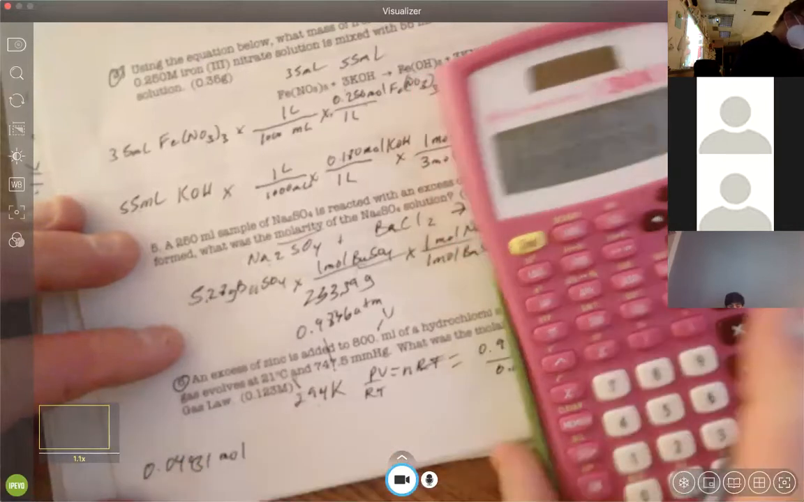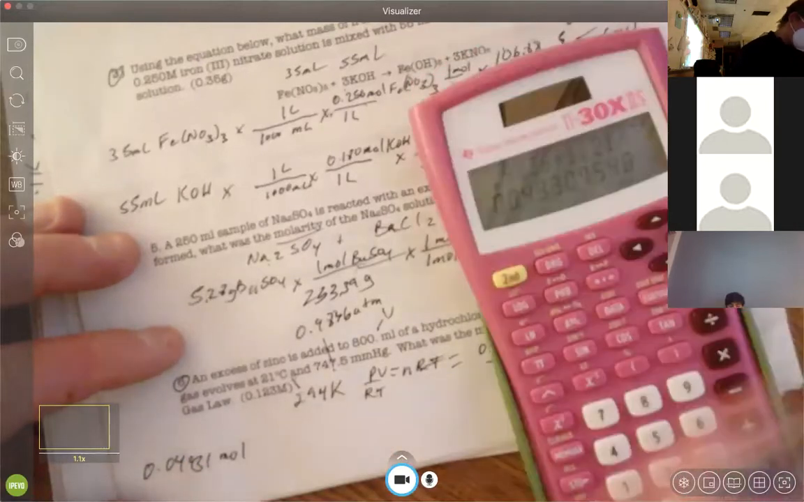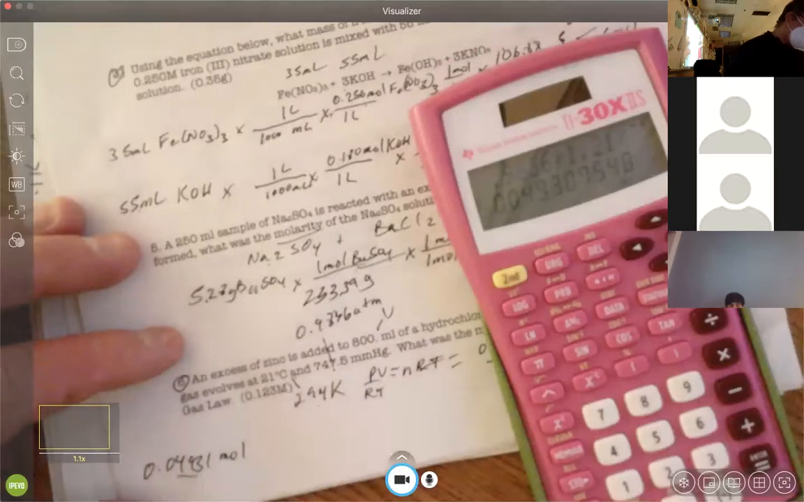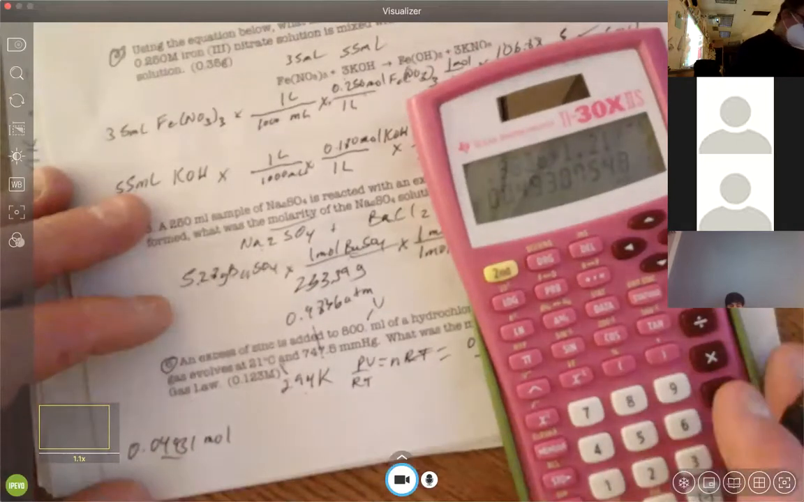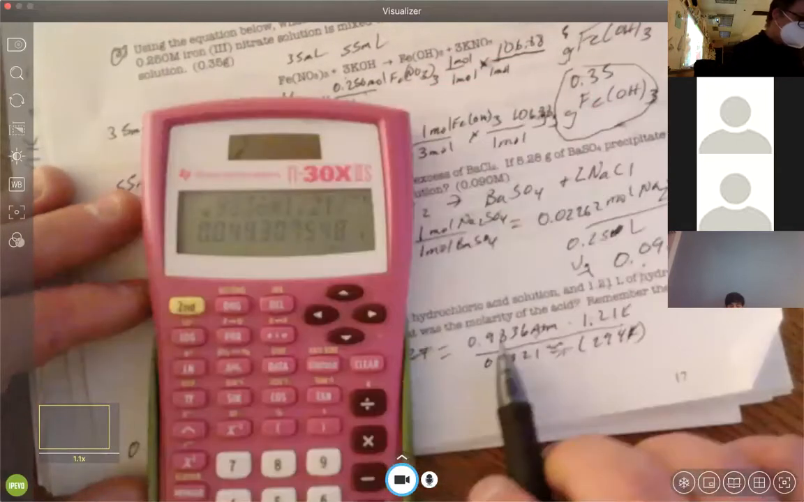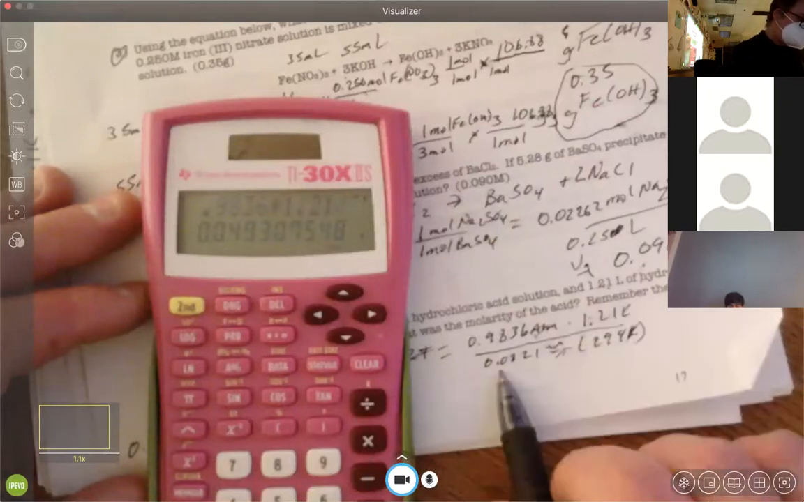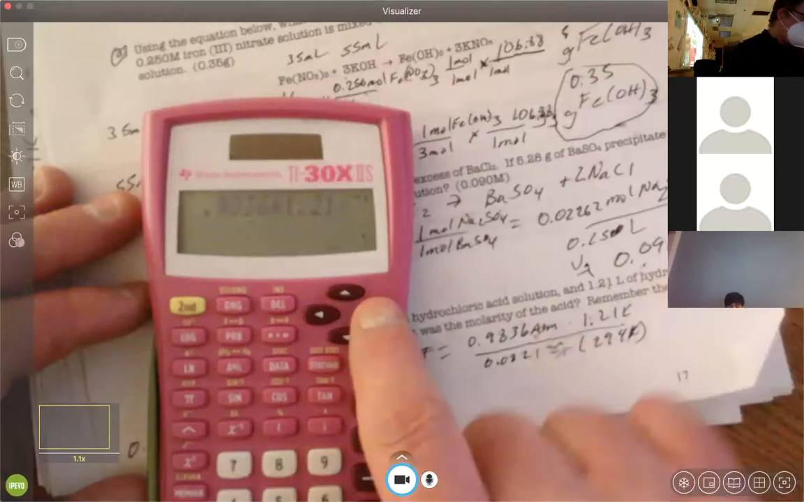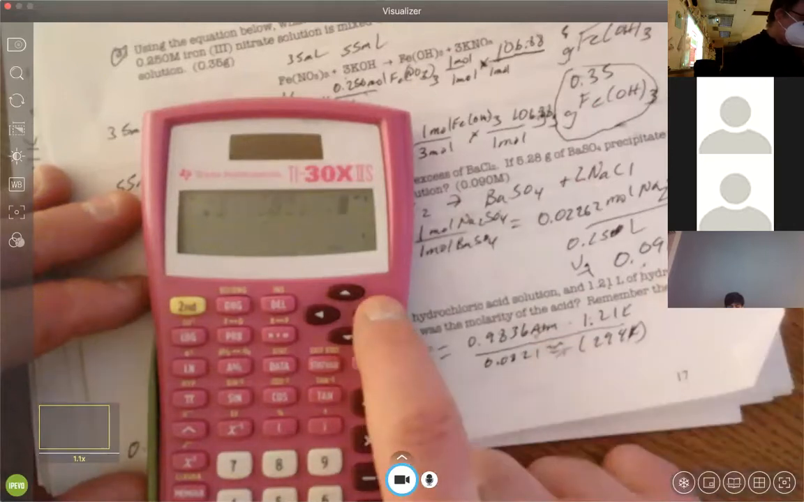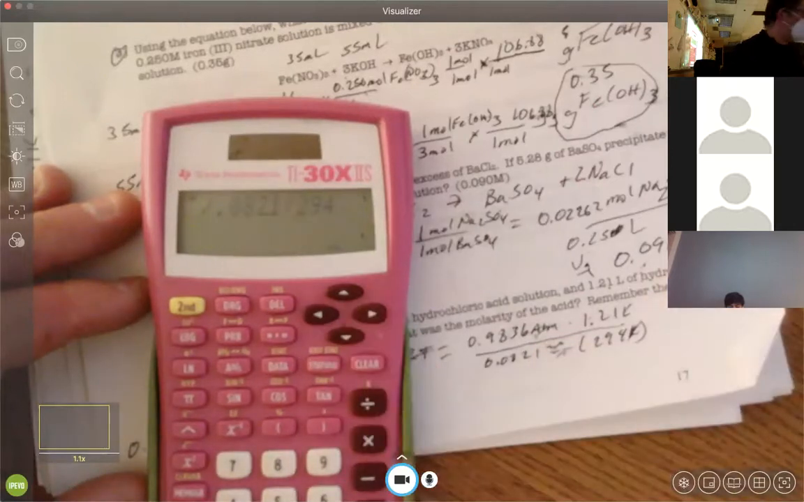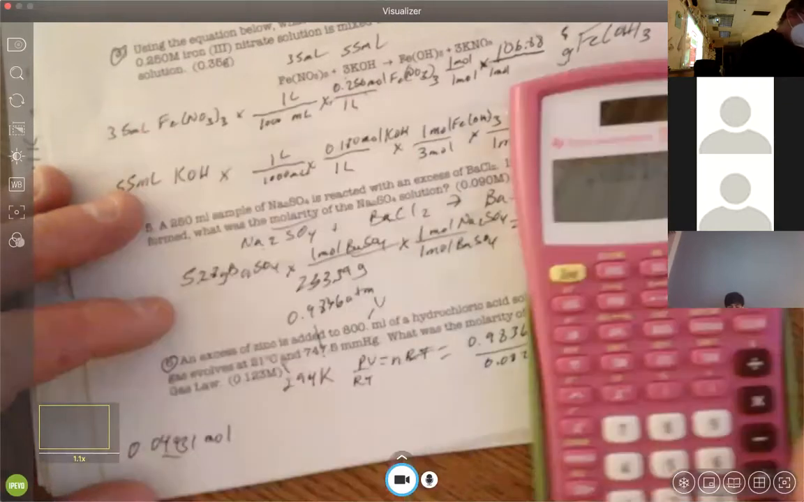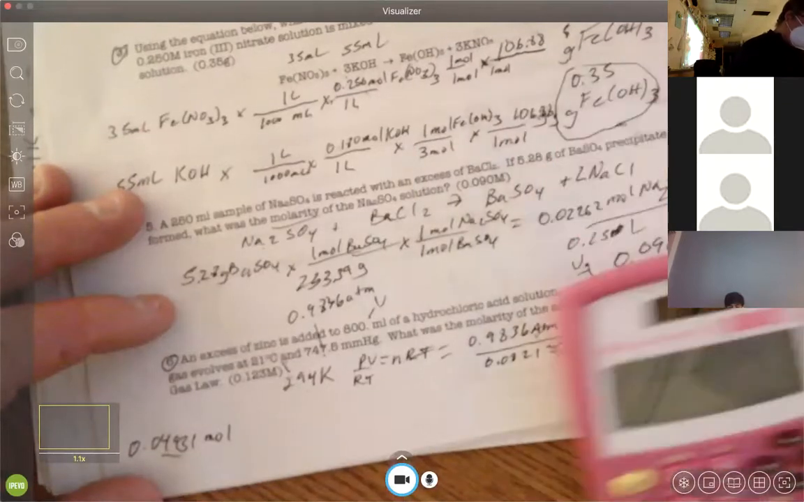With looks like 3 significant digits. Yep, 0.9836 times 1.21 divided by 0.0821 divided by 294. Otherwise, you've got to use brackets, right? Yep. So we get that many moles.